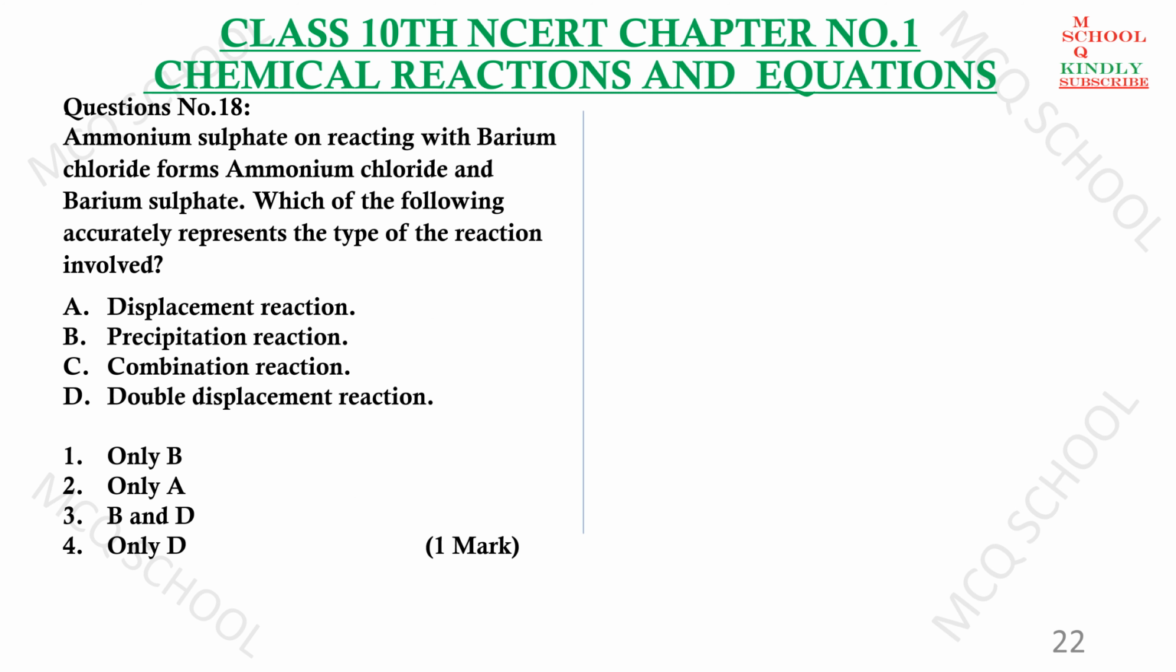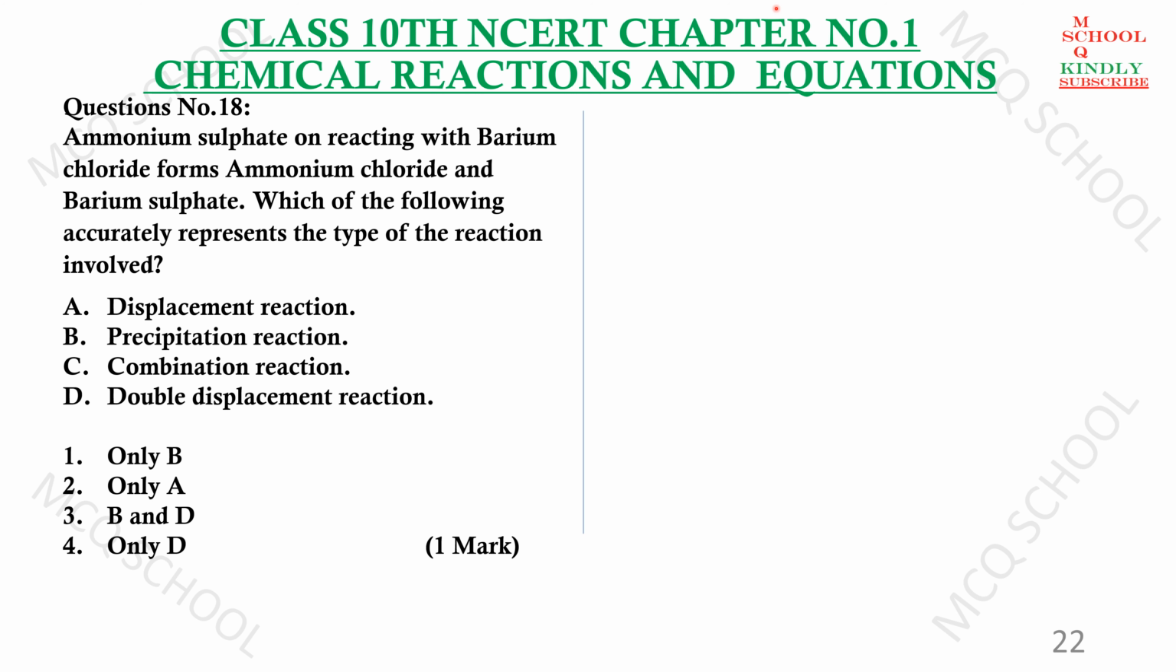Let us take question number 18. Ammonium sulfate on reacting with barium chloride forms ammonium chloride and barium sulfate. Which of the following accurately represents the type of the reaction involved? A. Displacement reaction, B. Precipitation reaction, C. Combination reaction, D. Double displacement reaction. So what's the answer from your side?